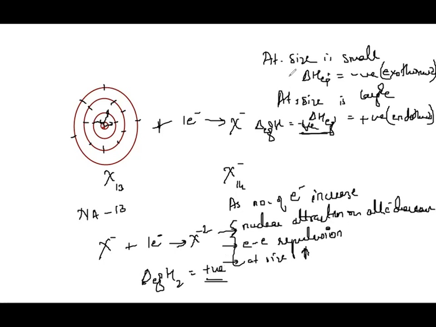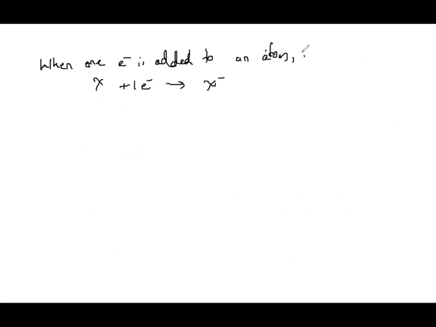It will always be positive. So how do we explain this? When one electron is added to an atom, it becomes a negatively charged ion, which is called an anion.